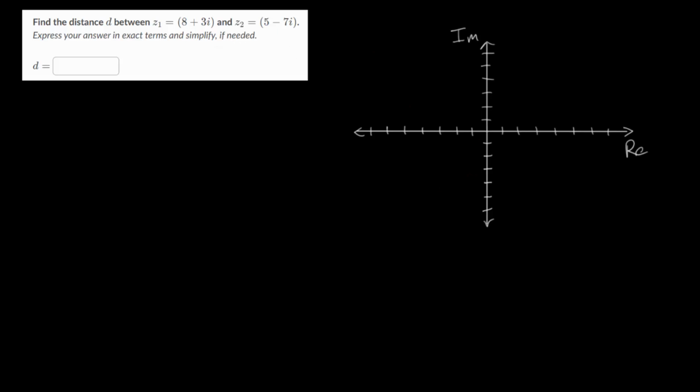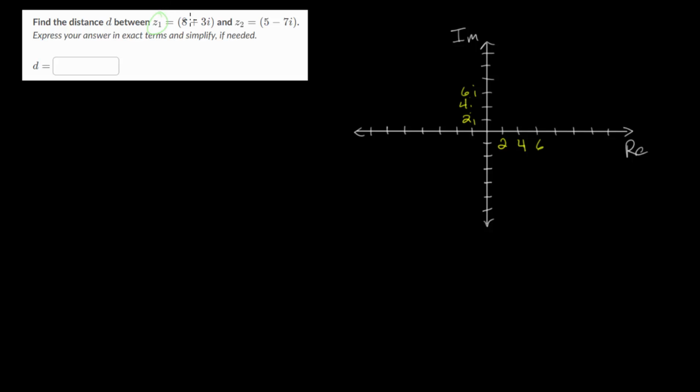Let me first paste in a copy of the complex plane, and then we can plot both these points. For this problem, we can use a scale of 2 for both the real axis and the imaginary axis, so 2, 4, 6, 8, and so on. And for the imaginary axis, this would be 4i, 6i, and so on.